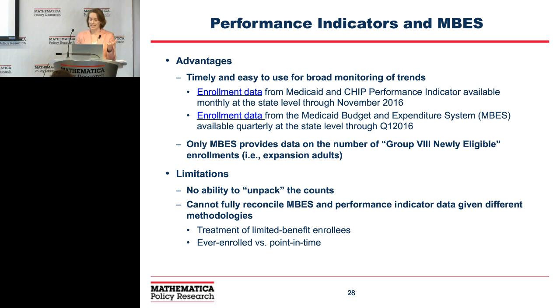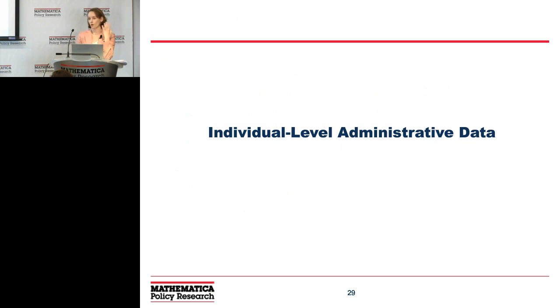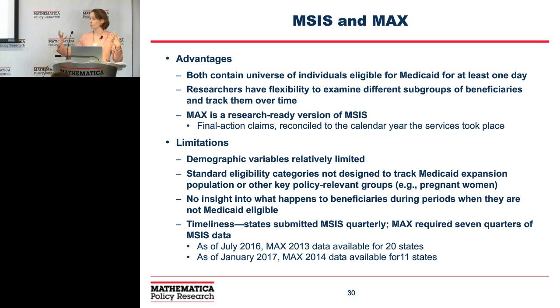Now, what I want to talk about as kind of our last data source to think about is individual level administrative data. So with the survey data, we had an undercount problem. We didn't know if we were getting the whole universe of Medicaid beneficiaries. But the nice thing was we understood everybody who might be eligible for Medicaid. This is kind of the flip side, where we have the whole universe of people who are enrolled in Medicaid at least today, but we don't have that kind of awareness of who might have applied or who might have been eligible to apply. So these give researchers the flexibility to examine different subgroups of beneficiaries and track them over time.